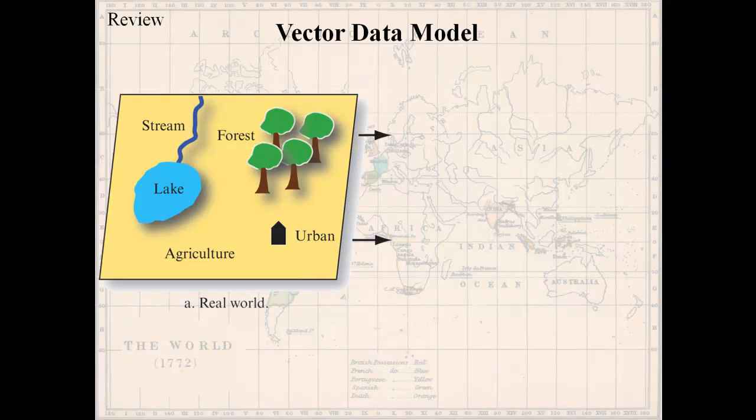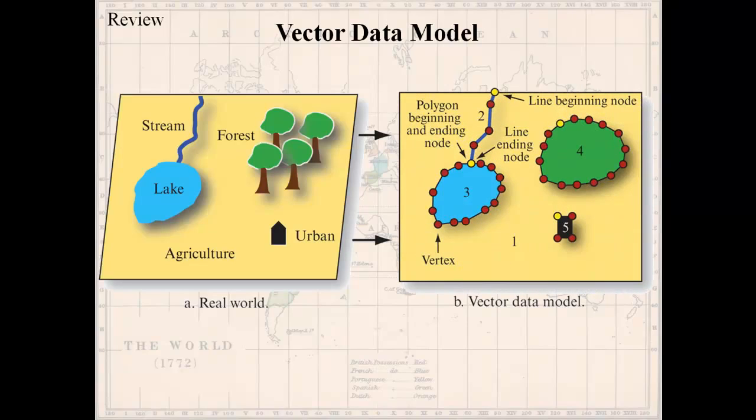So assuming you have this reality that has a stream and a lake and a forest and a bunch of ag and some urban in the real world, you can represent that in the vector data model using points, lines, and polygons. In this case the lake is depicted as a polygon. Notice that a polygon is made up of a bunch of points. A polygon is similar to a line. A line is made up of a bunch of points, but in a polygon the line closes in on itself, which is called closure. These yellow points will become more important. I'll talk about them later. They're called nodes. The blue-brown or red-brown points are called vertices.